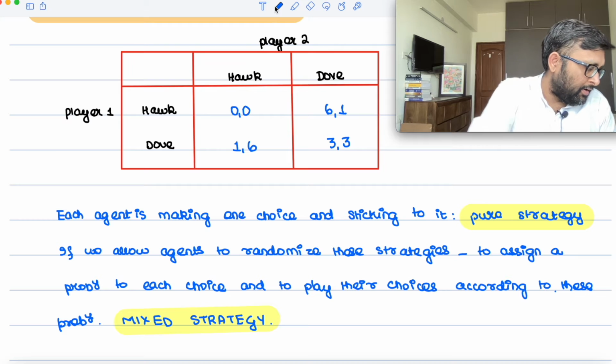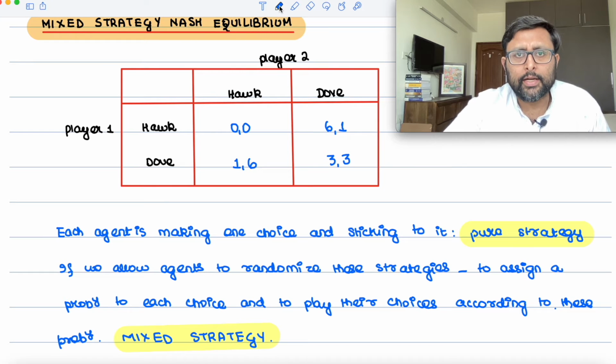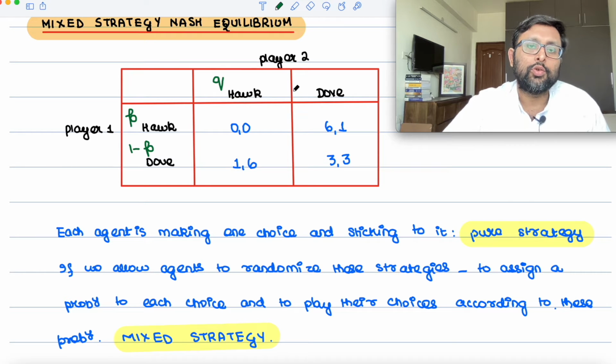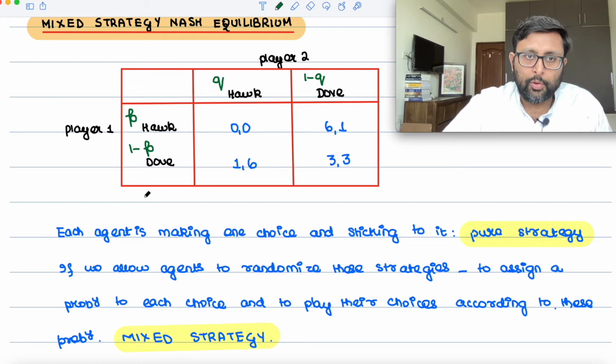So how do you write this? Let's look at this game. Let us say player 1 is going to play hawk with probability p, and since there are only two strategies here, he'll be playing dove with probability 1 minus p, right? Player 2 is, let us say, going to play hawk with probability q. So he'll be playing dove with probability 1 minus q, right?